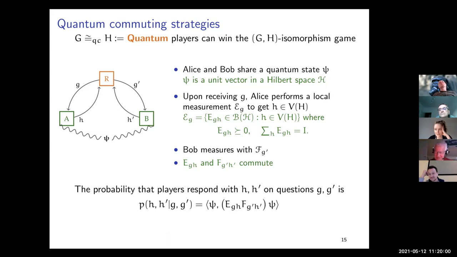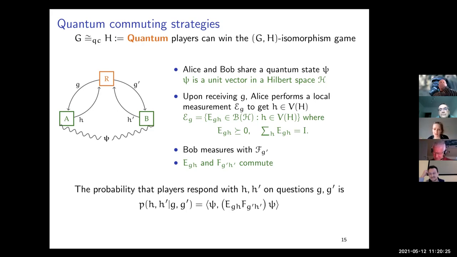The same broad question. How does that measurement go? Because she gets, for example, this measurement, which is a bunch of operators? Yes. One operator for each H. Yes. And then you apply this bunch of operators to your psi. So you get a bunch of vectors. Yes, and which one do you choose?